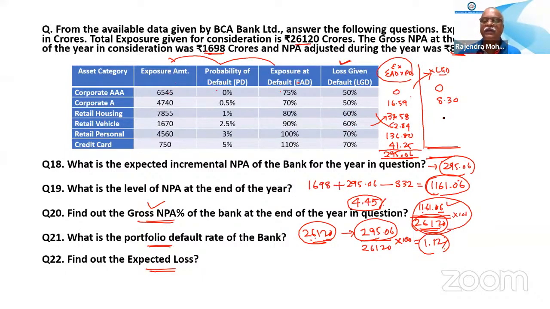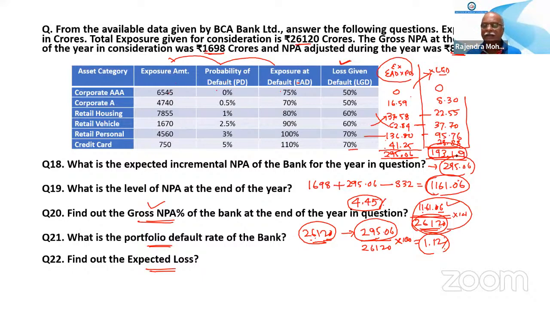60% means how much? 50% is 3124 and 10% more, which gives 22.55. The next one is 9.9. Next, again 60% of 3758, which is 37.70. Next, 136 is 70%, which gives 95.76. Then 41.25 at 70% gives 28.88. So total it. It comes to 193.14, or 193.19.